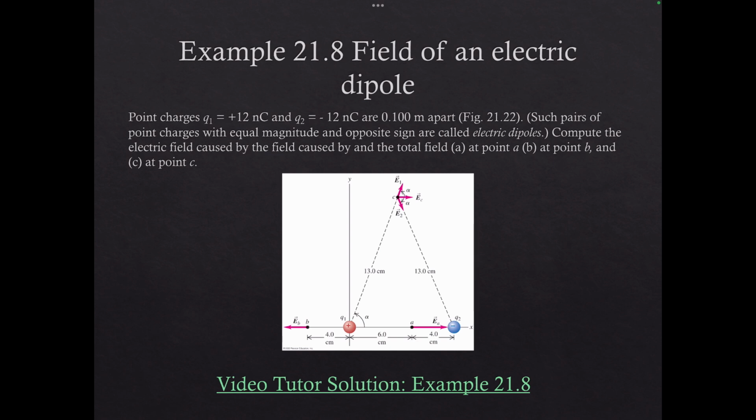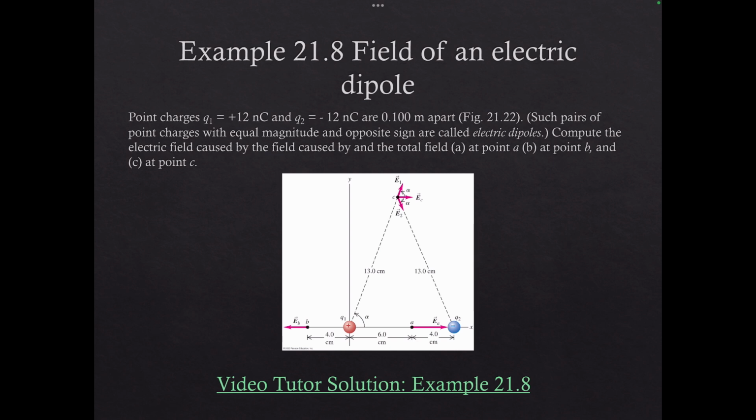I'd like to start part 3 of the Unit 1 lecture, Chapter 21, by doing this example. In example 21.8, we will be finding the field of an electric dipole at 3 different points really, A, B, and C, that's shown here on the graph.